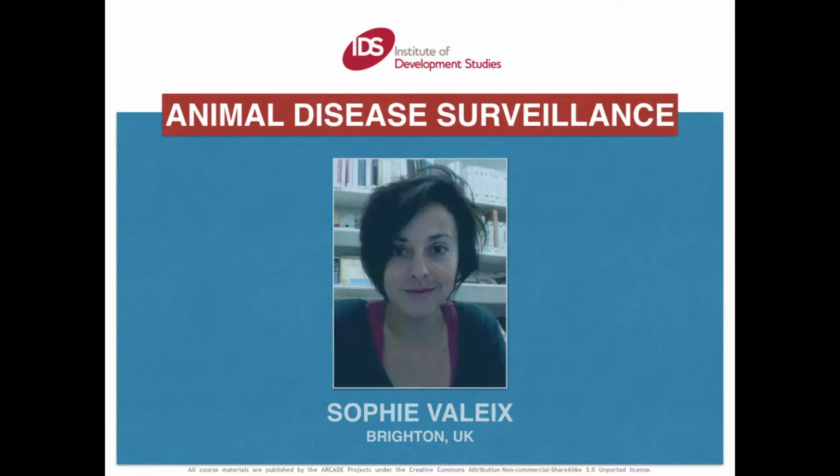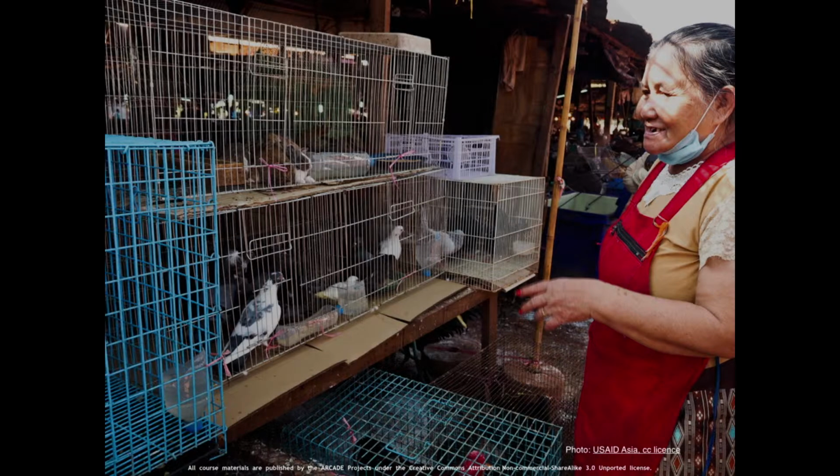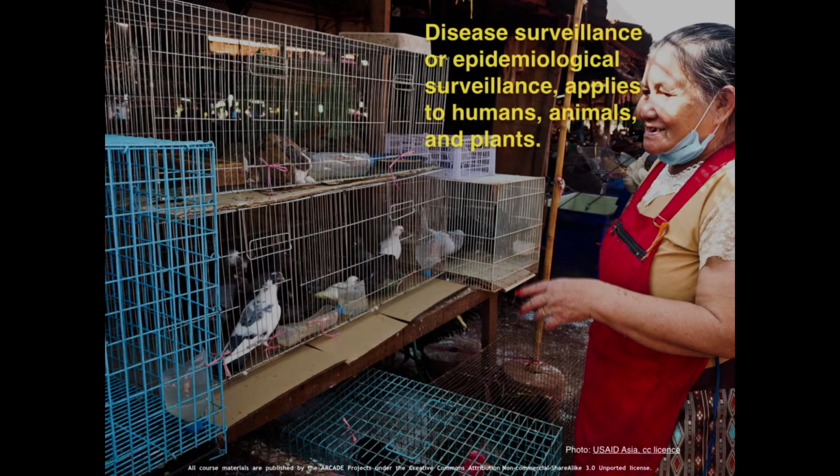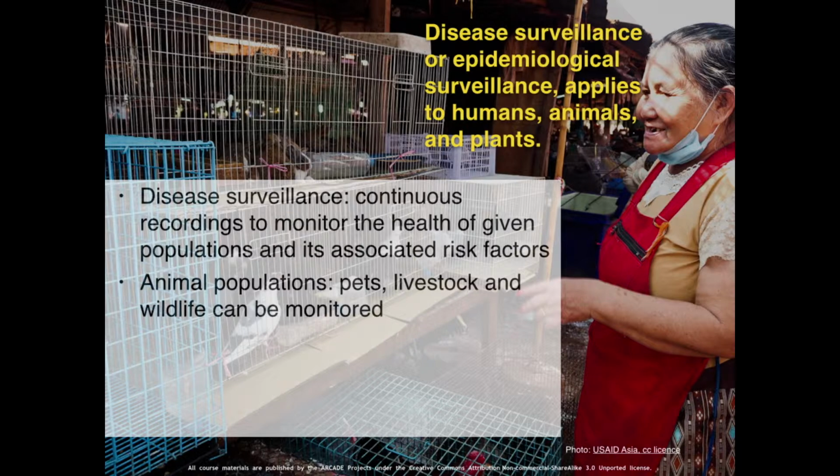In the previous lecture, we have seen how social dimensions are critical to understand health and development. Let us now look at a particular activity which is key for public health and development, which is animal disease surveillance. Disease surveillance or epidemiological surveillance applies to humans, animals, and plants, all living beings. It involves continuous recordings to monitor the health of given populations and its associated risk factors. When talking about animal population, we can think of pets, livestock, and wildlife. They can all be monitored.